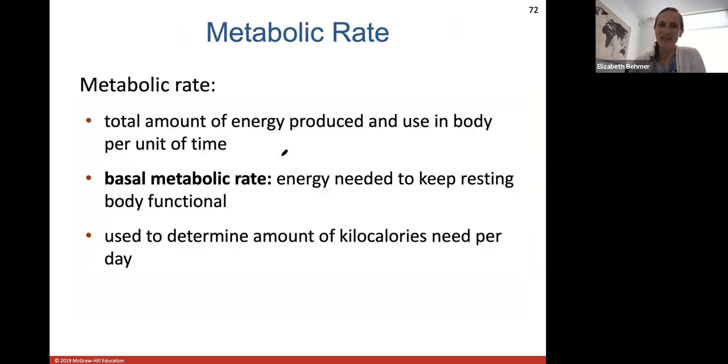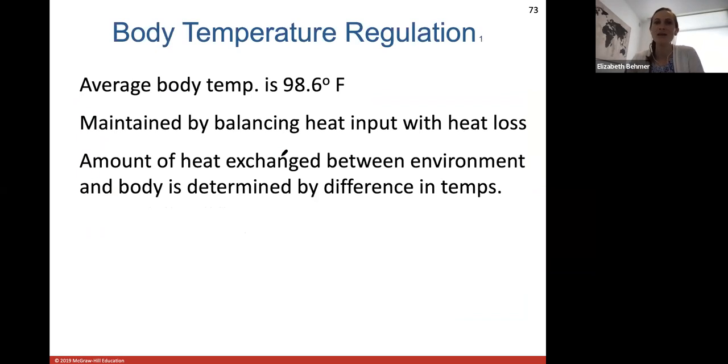The metabolic rate then is the total amount of energy produced and used in the body per unit of time. Your basal metabolic rate is just the energy needed to keep the resting body functional. This is used to determine the amount of kilocalories needed per day. And that's about 2,000 kilocalories that your body needs to consume to maintain normal bodily functions.